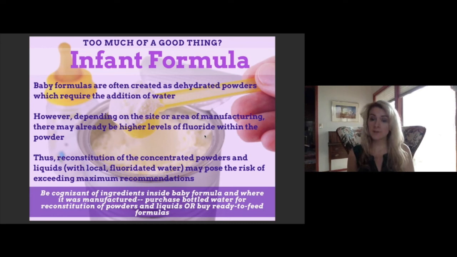Thus, if you speak to parents or caregivers who are reconstituting formulas with water, note that they may be exceeding maximum recommendations of fluoride if they use tap water. This is the one case where I will say bottled water may be a good thing. Just be cognizant of the ingredients within baby formulas and where it was manufactured. Think about bottled water, or buy a formula that's already reconstituted with water, or buy ready-to-feed formulas.